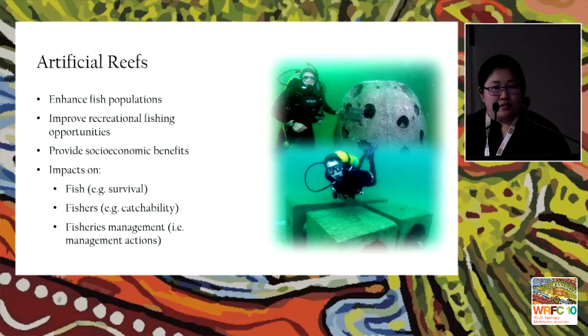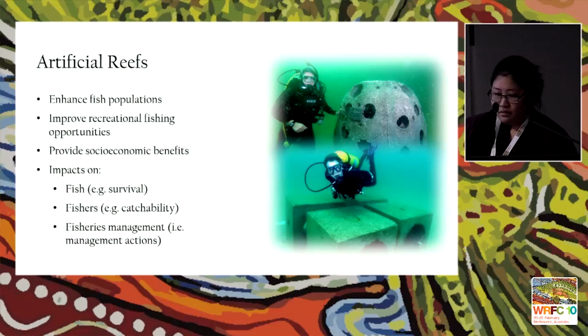There's been a lot of research on fish ecology, but we know that when you place artificial reefs, they have impact on fish, such as enhancing their survival. Artificial reefs also have some impact on fishers. For example, if it's placed, then it's likely that fishers will be able to find it and increase their catchability. And then finally, artificial reefs are considered a fisheries management tool, so that's how it's integrated with fisheries management as well.